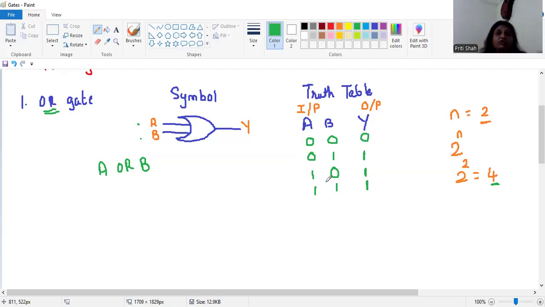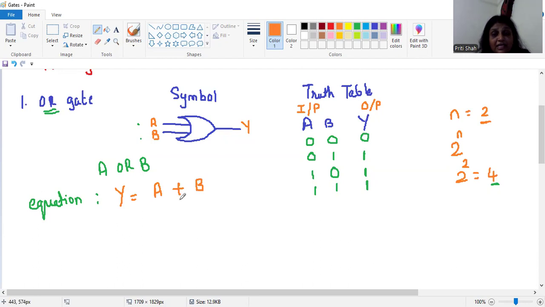Now, suppose I want to write this in the form of an equation. So how do I represent the same thing in the form of an equation? The equation looks something like this. The output Y is equal to A or B.